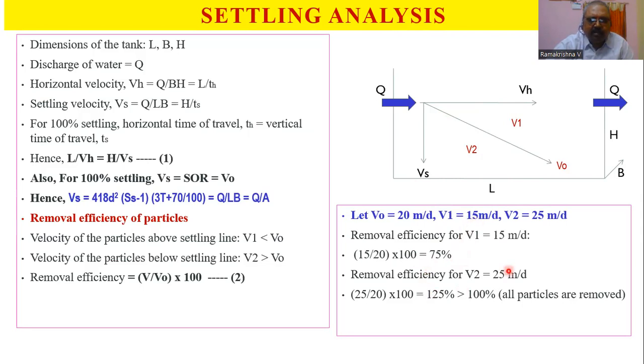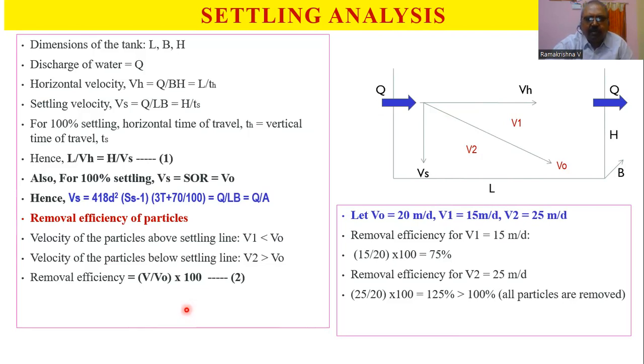Now what else do you see here? V2 is equal to 25, V naught is equal to 20. So the ratio is more than 100, so all particles are removed. This is how we come to a conclusion. What else is to be understood is that all the particles corresponding to a settling velocity of SOR, V naught, suppose the size is called D naught. If the particles have a size greater than or equal to that D naught, they'll also have a higher settling velocity. So they will also be removed.